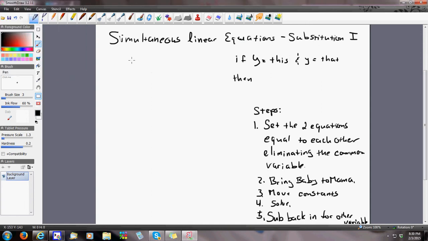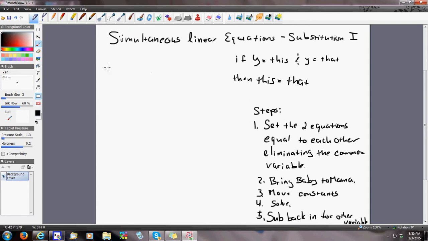Alright, so here we go. We're going to solve some simultaneous linear equations by using substitution method 1. There's a number of ways of doing this, but here's what you need to look for. If I have two equations and I say y equals this and y equals that, then this equals that. And what I mean by that, I'm just going to hop right in to do an example.